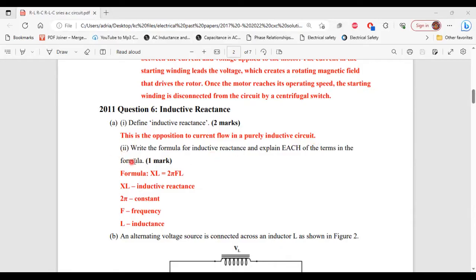Part 2, it says write the formula for inductive reactance and explain each of the terms in the formula. The formula for inductive reactance: XL is equal to 2 pi FL. XL is the inductive reactance, 2 pi is a mathematical constant, F is the frequency, and L is the inductance. All right, so that's it for part A.